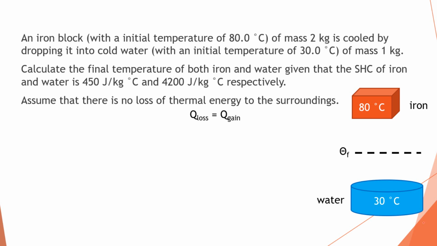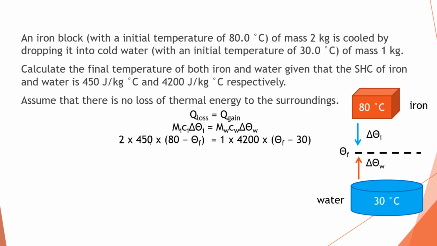The energy lost by the iron will be gained by the water, so there will be some final temperature theta F, and the iron will have its mc delta theta, and the water will have its mc delta theta as stated over here. So this is iron, this is water. The iron drops by a temperature delta theta I, and the water rises by a temperature delta theta W. Substituting the values, the mass of iron is 2, the specific heat capacity of iron is 450, and this is the temperature drop of the iron, and this is for water.